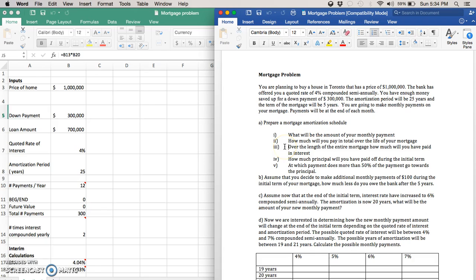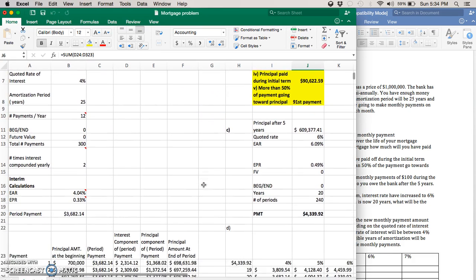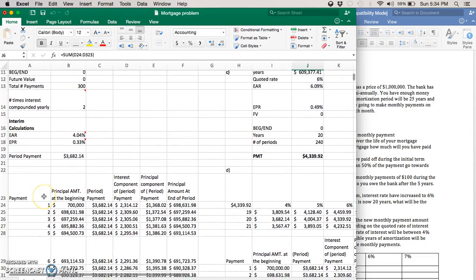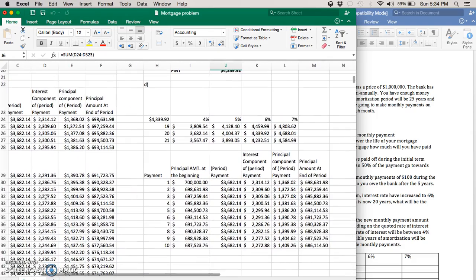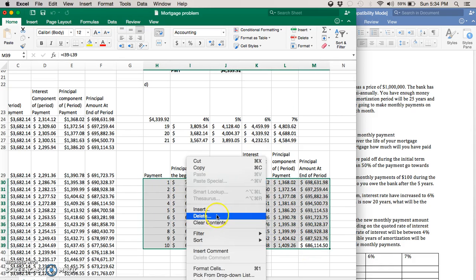So the third part of A, over the length of the entire mortgage, how much will you have paid in interest? In order to do this question, we would have to set up an amortization schedule. As you can see, I already have mine set up here, but for those of you who are unfamiliar with the amortization schedule, I can just quickly show you how you would go about doing it.